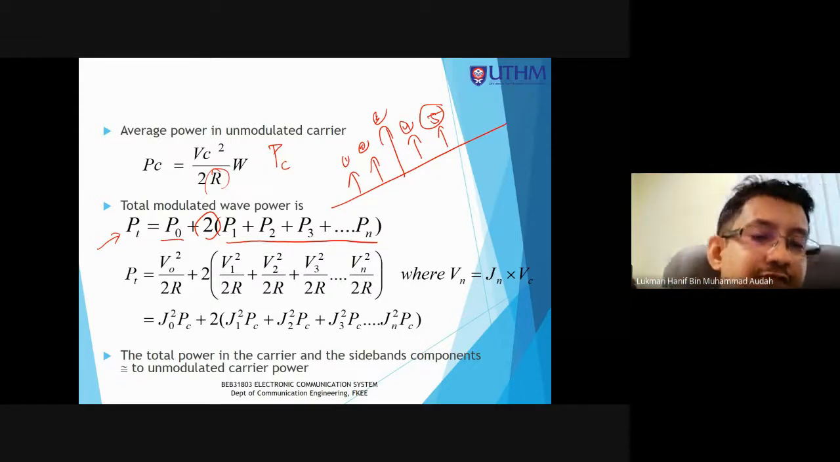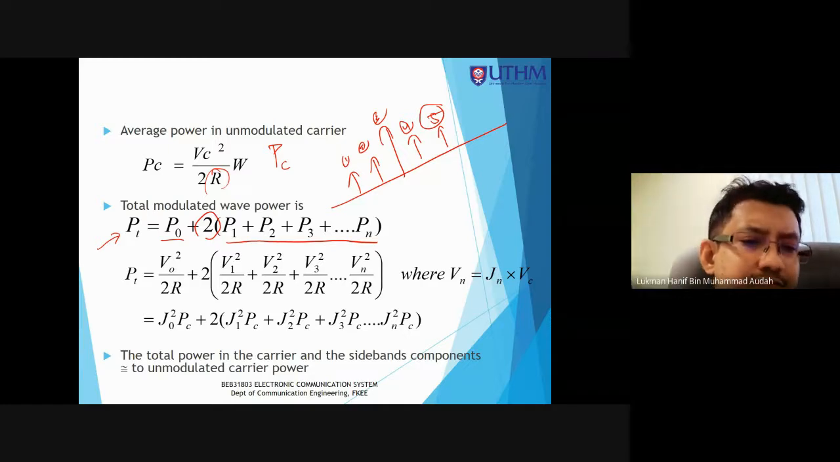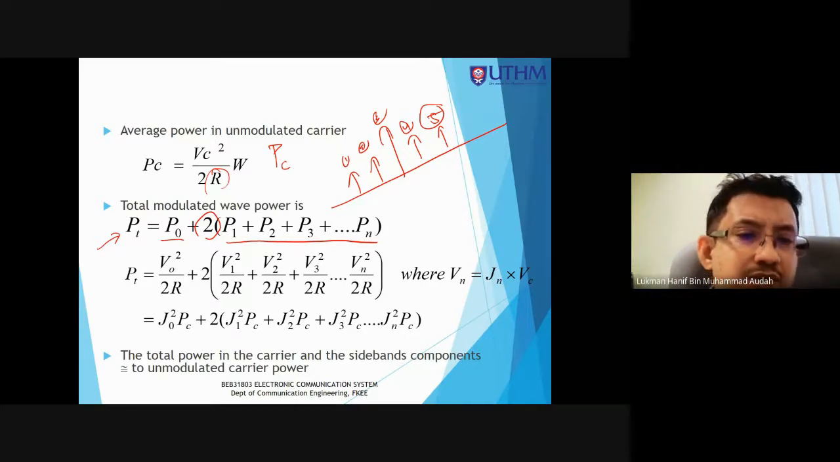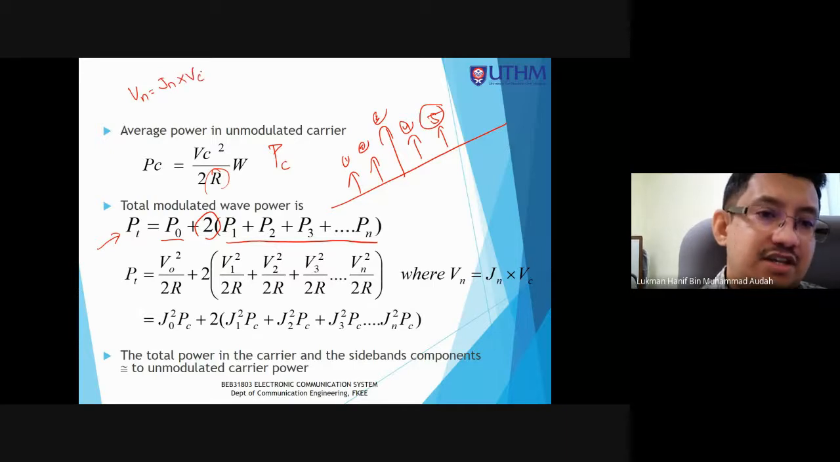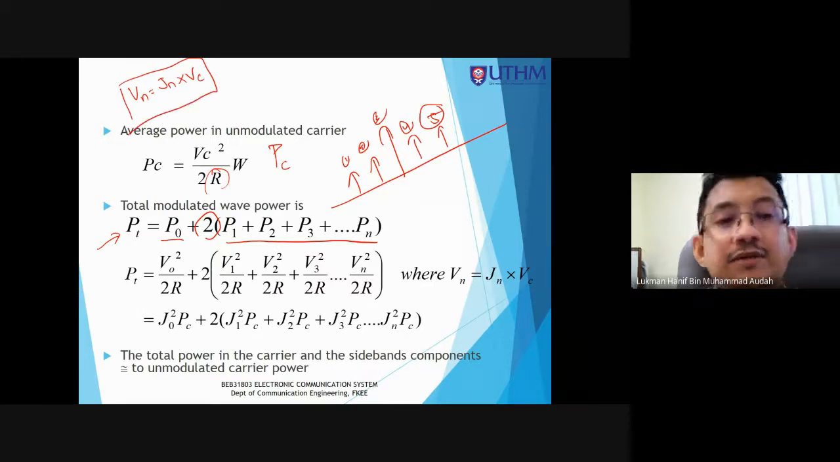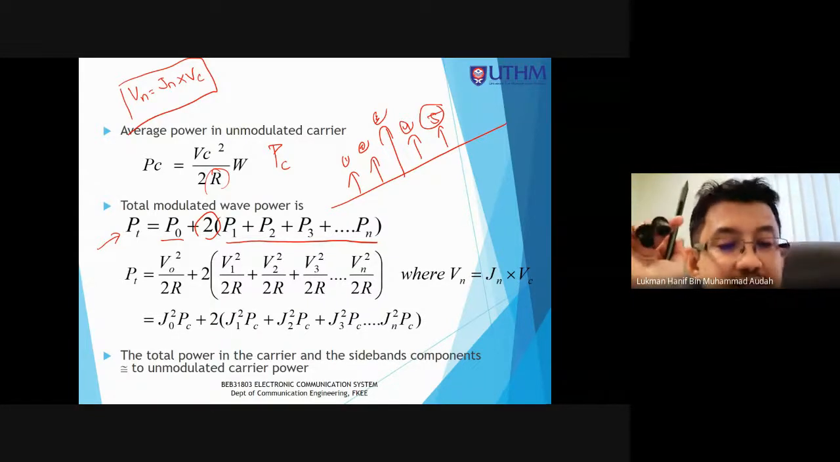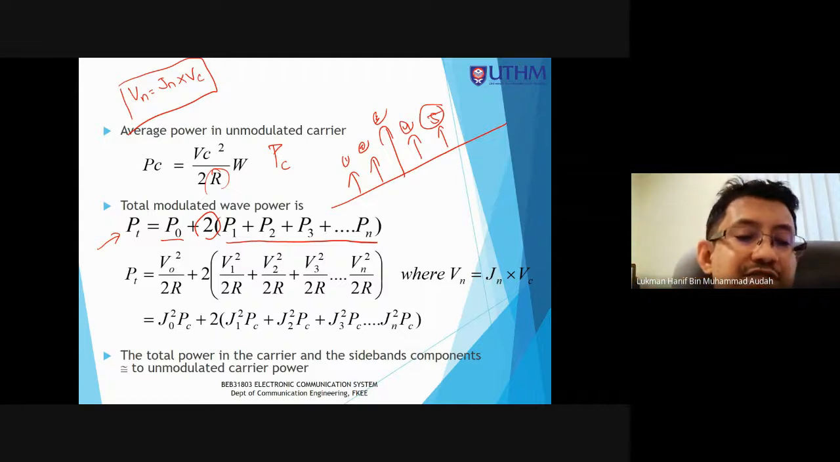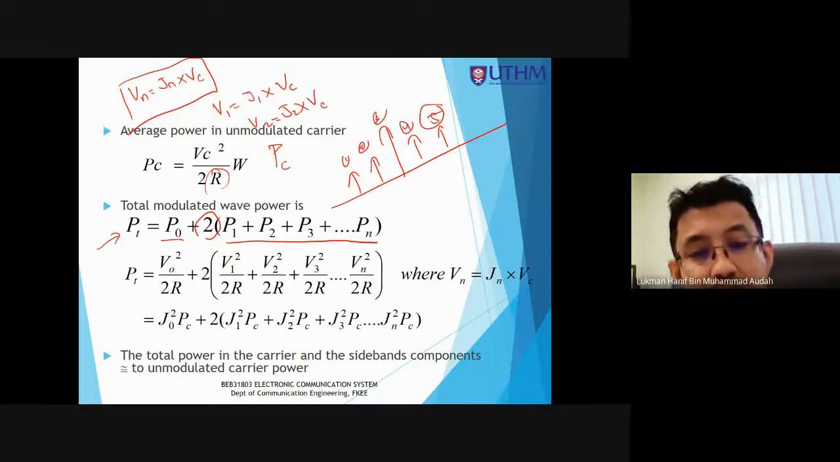Okay. So therefore, P0 is equal to V0 square over R. Daripada mana V0? Vn is equal to Jn multiplied with Vc. Okay, so V0 is equal to J0 multiplied with Vc. Sama juga dengan V1, V1 sama dengan J1 darabkan dengan Vc. V2 sama dengan J2 darabkan dengan Vc dan seterusnya.